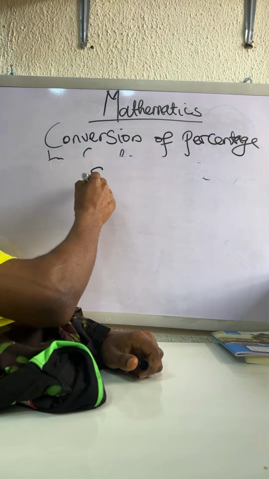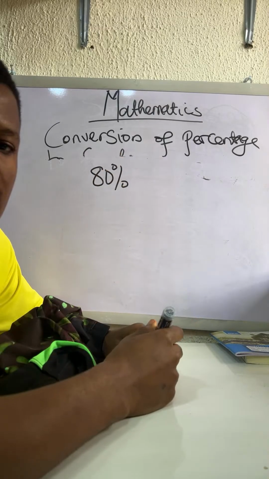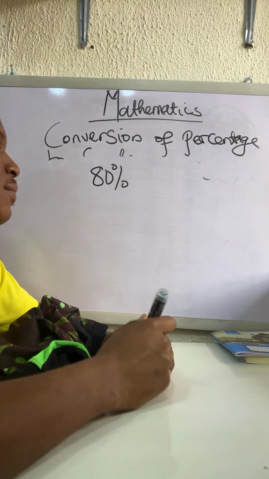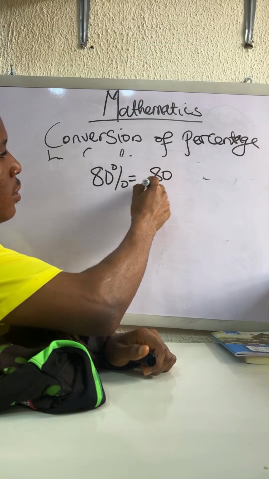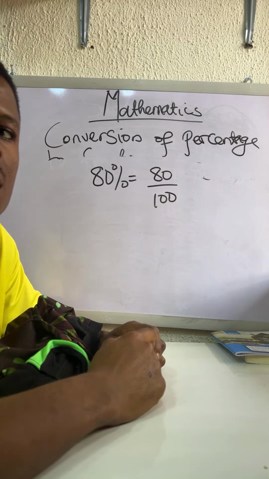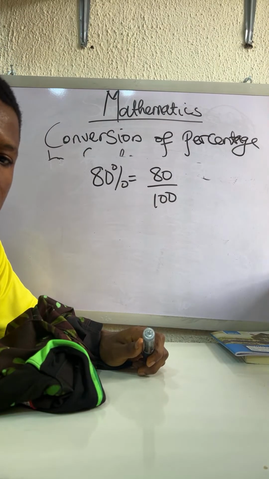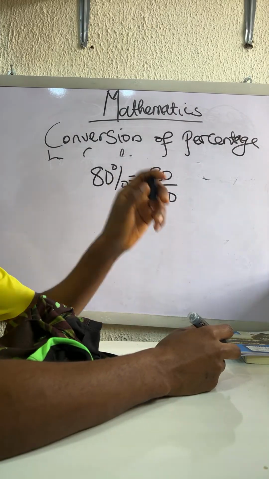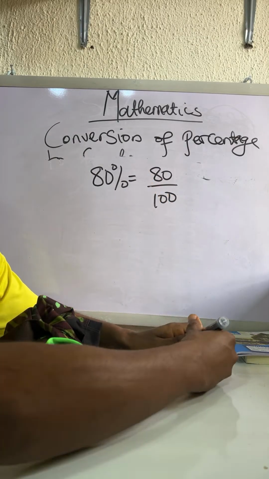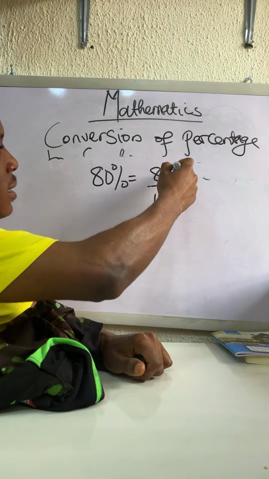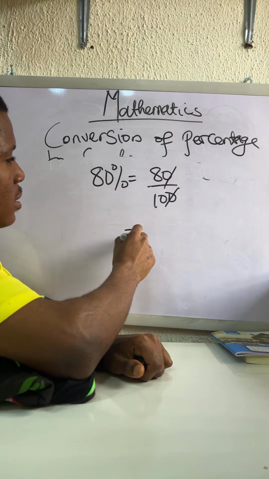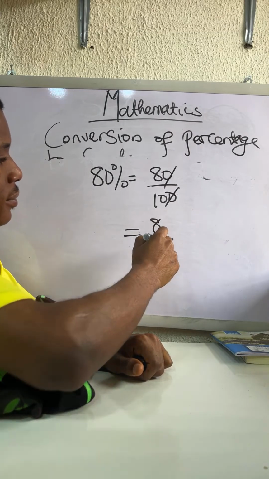Let's say we are told to do 80%. 80% is very simple because we can write it in the form 80 over 100. If you have 80 over 100, you are going to find the number that can divide the top and bottom without any remainder. I'll first cancel out the zeros. If I cancel out the zeros, I'm left with 8 out of 10.